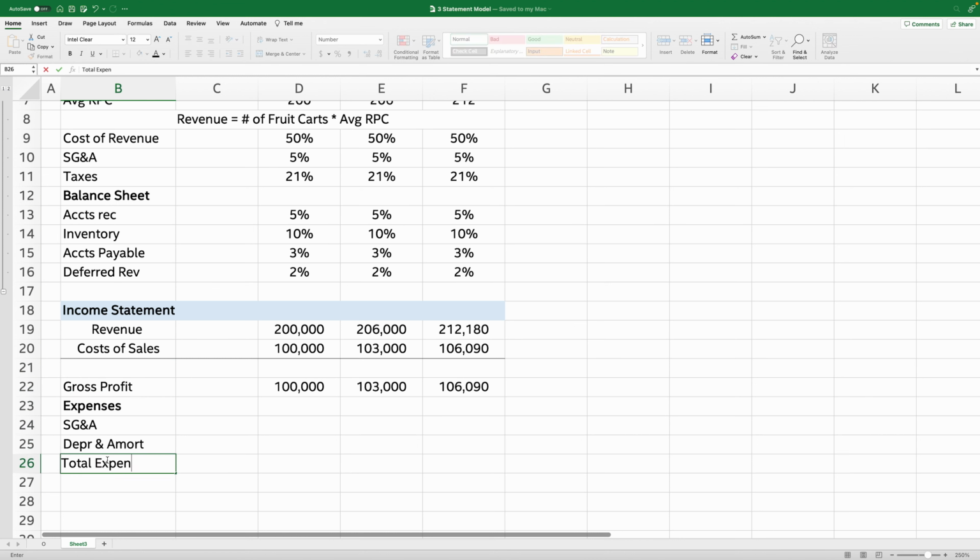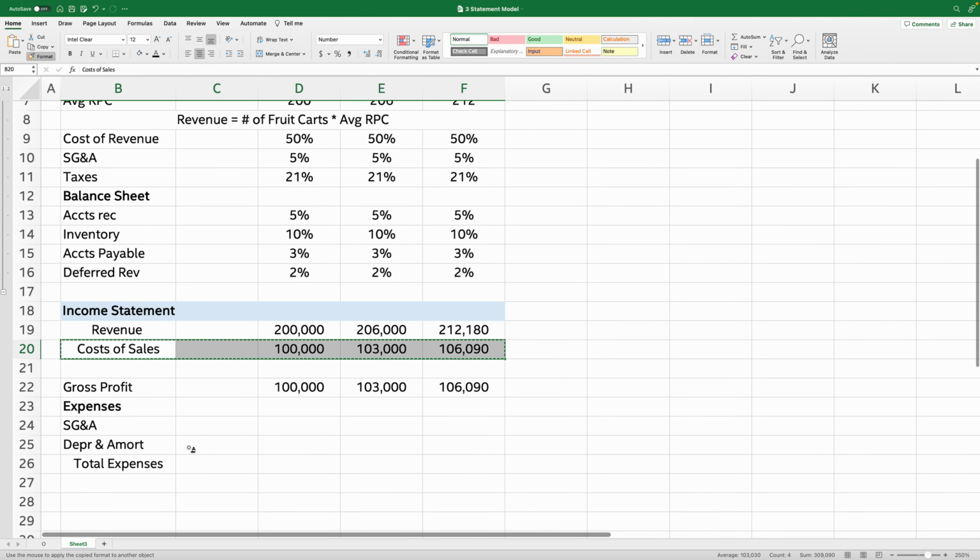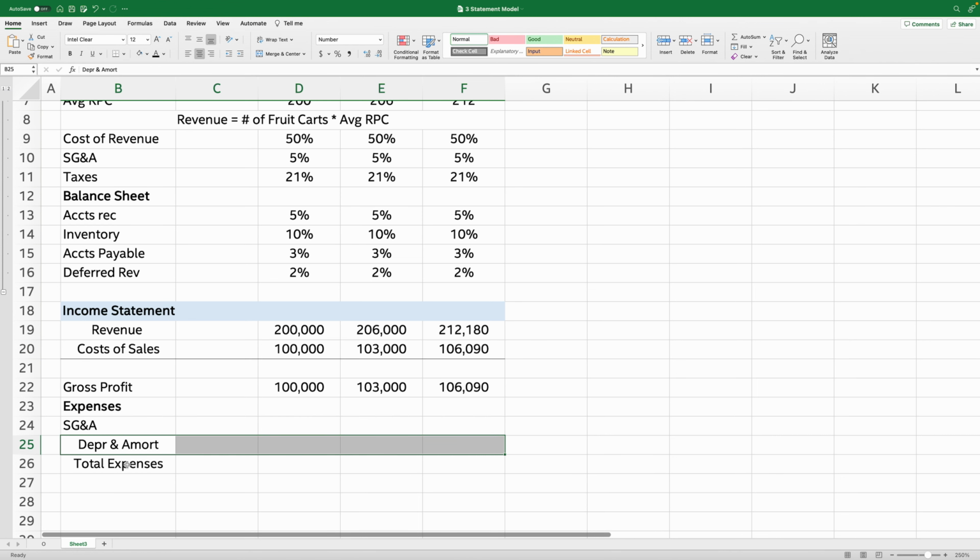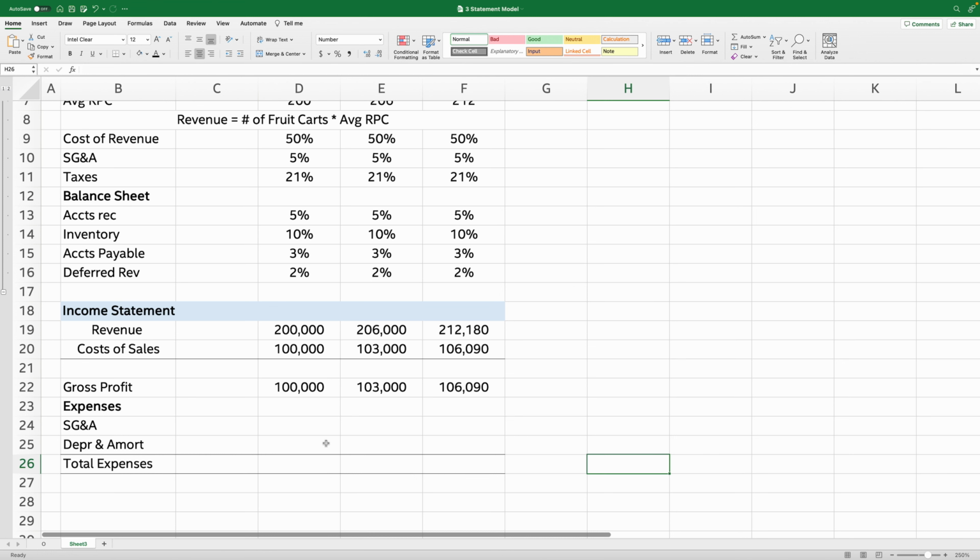So then we have total expenses, and I could do the same trick down here as I did below. Let me copy that again. Now SG&A will be revenue times a 5% number, and depreciation I will come back and fill in later. But the total expenses are the sum of these two, and we can drag that across.